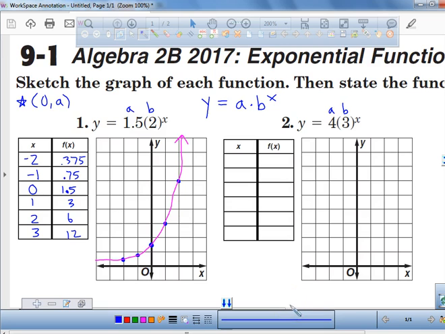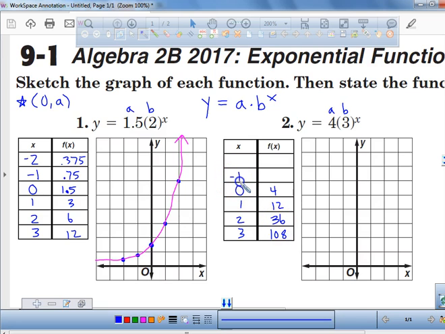Now, in number 2, you can plot 0 and then your A value, which is 4. And 1 is 12. Why is it 12? Because our growth factor is a factor of 3. And 2, that would jump all the way up to 36. So this, guys, you can see how these right here are jumping up by factors of 3.